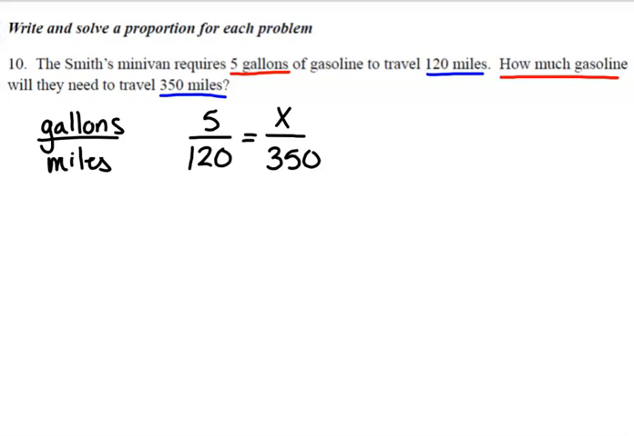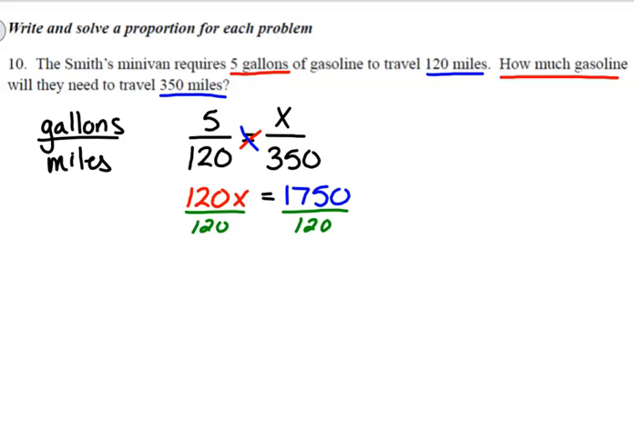So now our process is the same as yesterday or the previous video, that we cross multiply and we find X. So 120 times X is going to equal 5 times 350, which is 1,750. And then we are dividing both sides by 120.